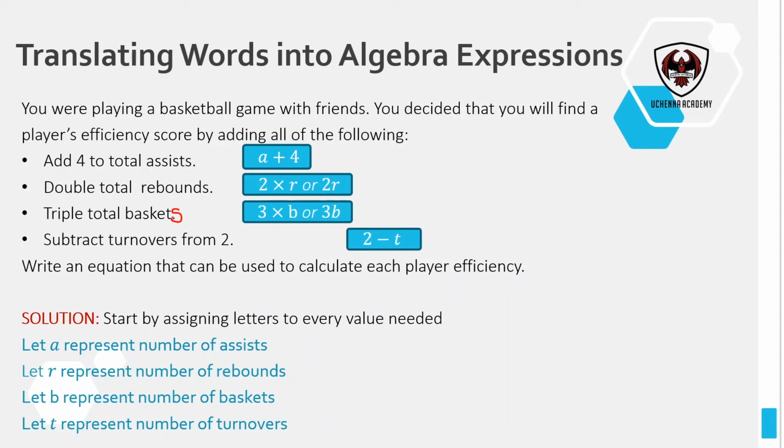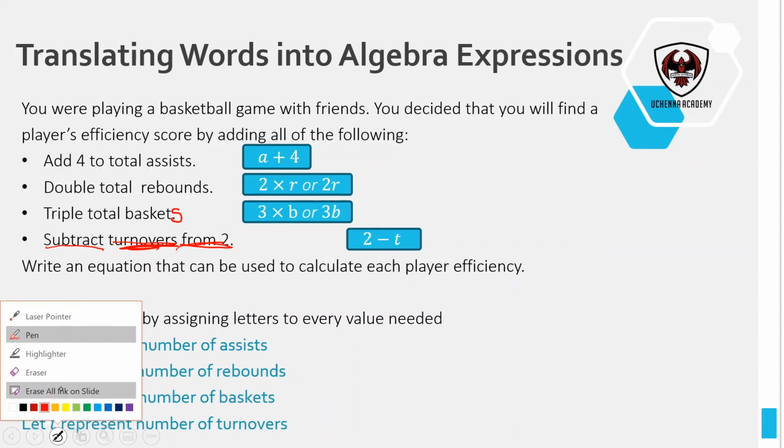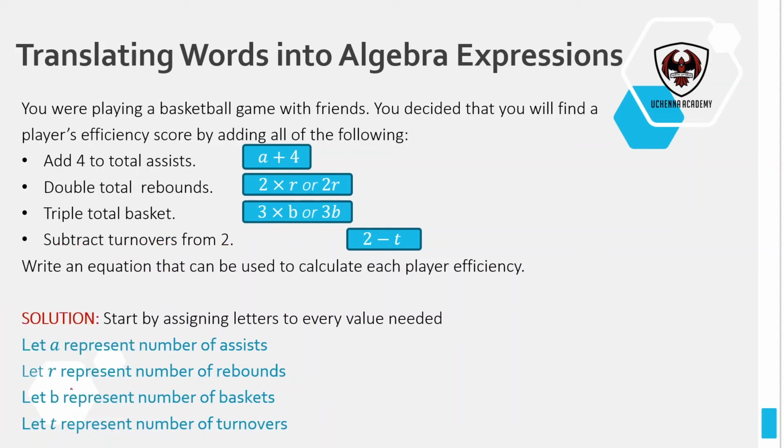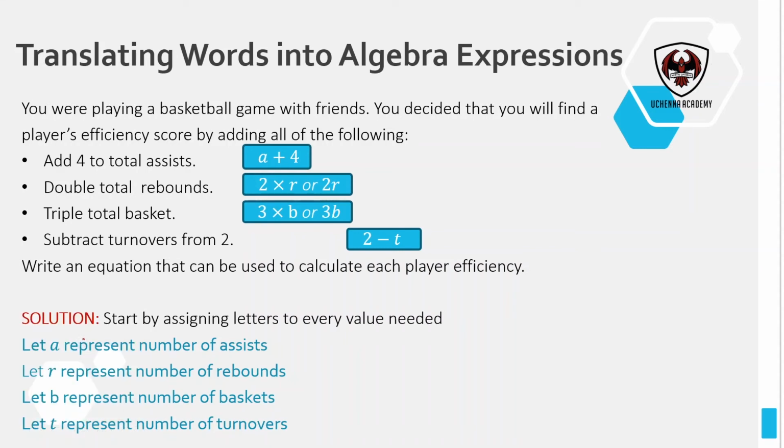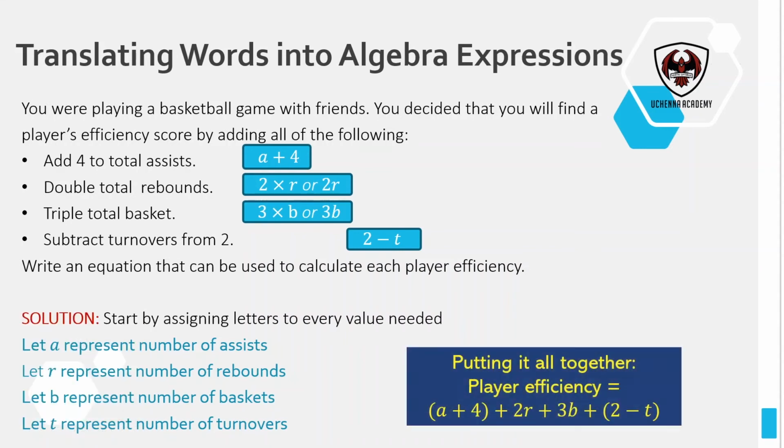And again, wording here is important. Subtract means minus from 2, so it's turnovers first. So turnovers from 2, 2 goes first. So turnovers are being subtracted from 2. So be careful here. That last one is tricky. It's 2 minus T, not the other way around. So the total player efficiency can actually be putting all of these things together. A plus 4 plus 2 times R plus 3 times B plus 2 minus T.